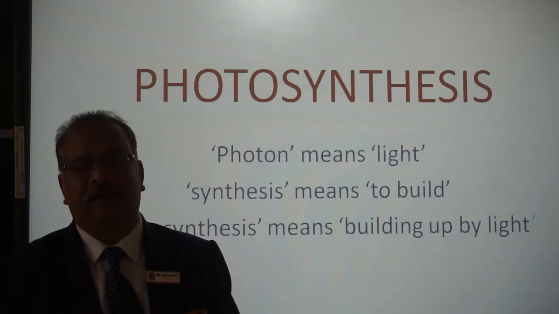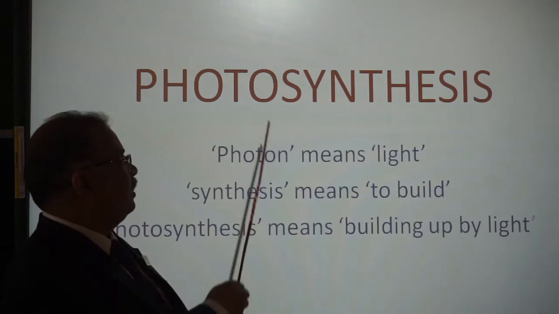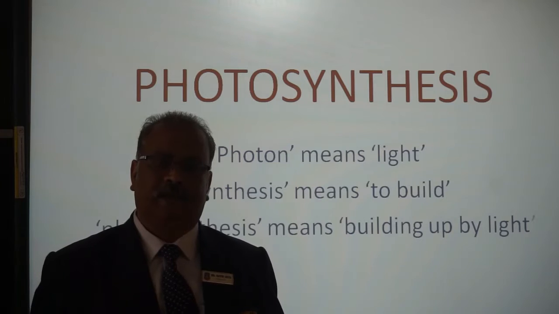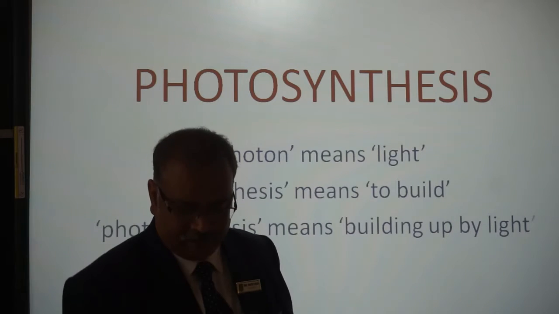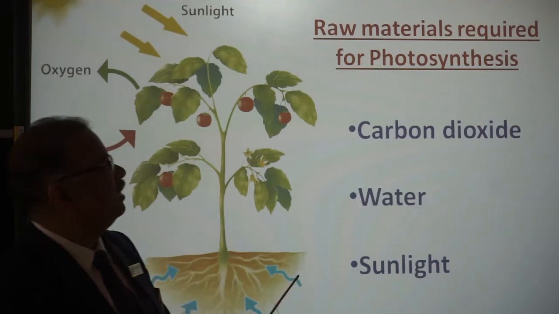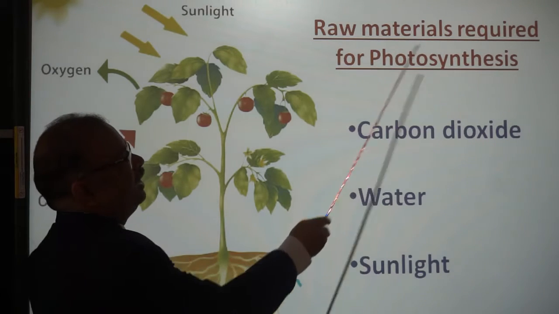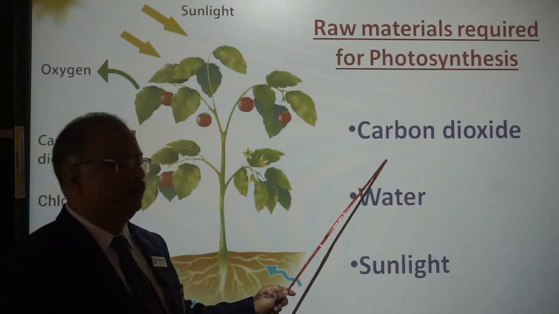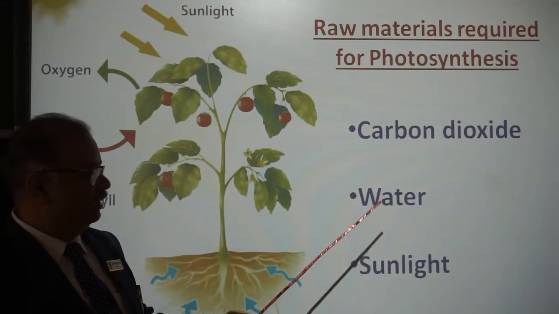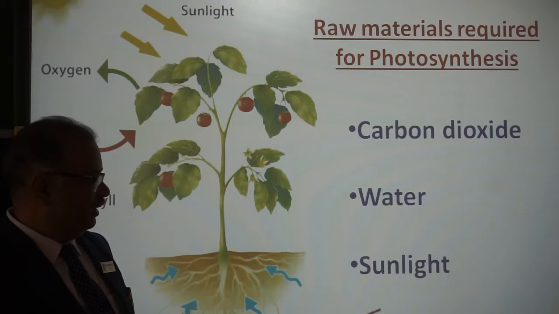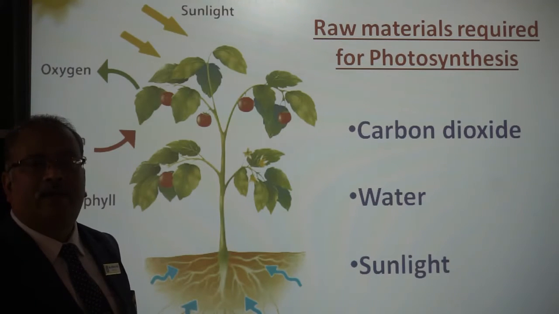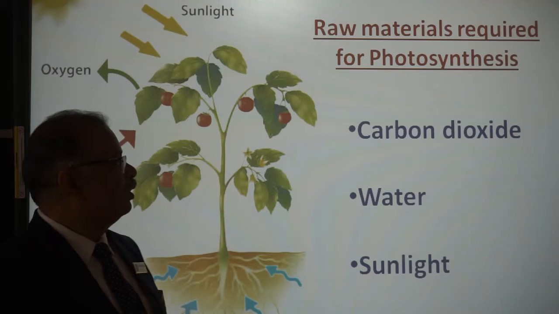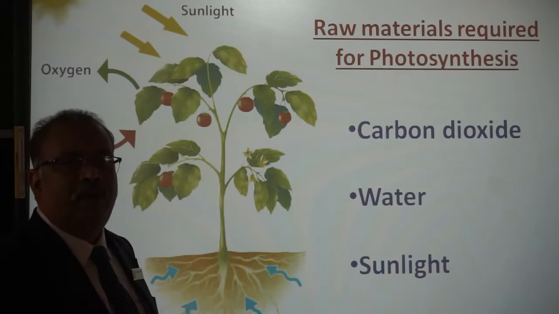Now, how do they prepare their food with the process photosynthesis? What are the raw materials required for this? Any idea? There are four requirements, the raw materials which are required for photosynthesis. The first one we have got carbon dioxide, second is water, third is sunlight, and the fourth one chlorophyll. One by one, I will be explaining about all these four raw materials.